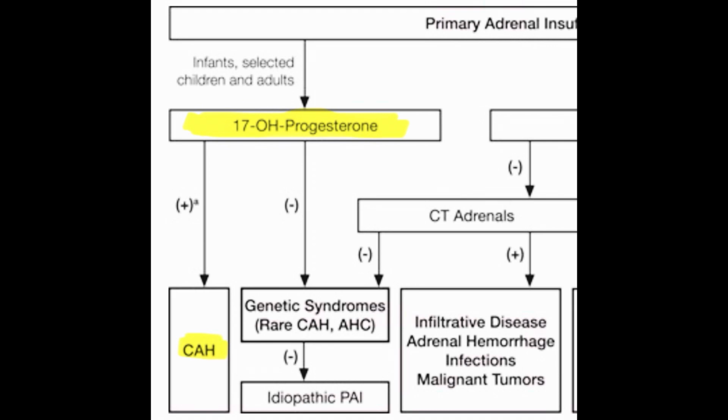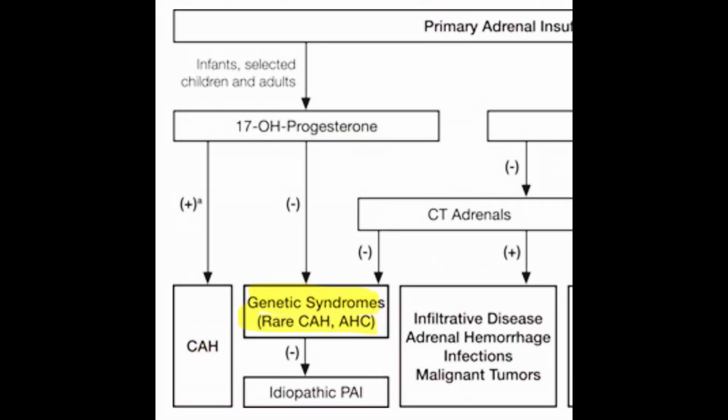Going to the second part, for the infants or the selected children and adults having primary adrenal insufficiency, the first thing that is checked is the 17-hydroxyprogesterone. If it comes positive, then the patient will be diagnosed with congenital adrenal hyperplasia or CAH. If it comes negative, the genetic syndrome can be a rare form, which is called AHC, adrenal hypoplasia congenita.